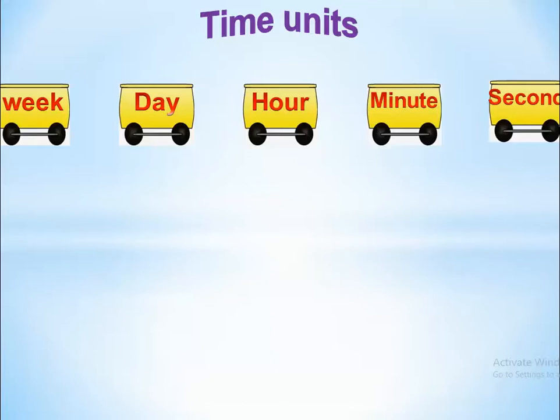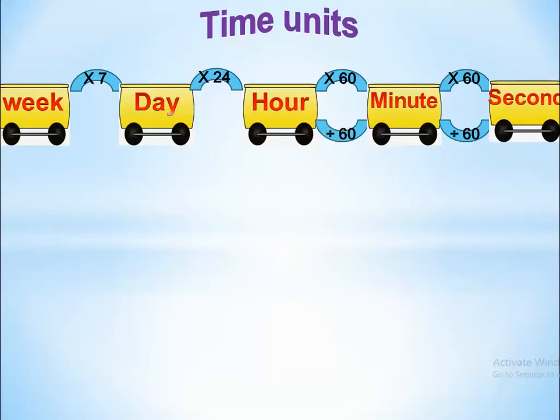Okay, we know that every week has 7 days, so to convert from week to day, we are going to multiply by 7. And we know that the day has 24 hours, so to convert from day to hour, we are going to multiply by 24. And from hour to minute equals 60, and from minute to second equals 60. If I want to convert from the smallest to the biggest, it will be from second to minute divide 60, from minute to hour divide 60, from hour to day divide 24, from day to week divide 7.